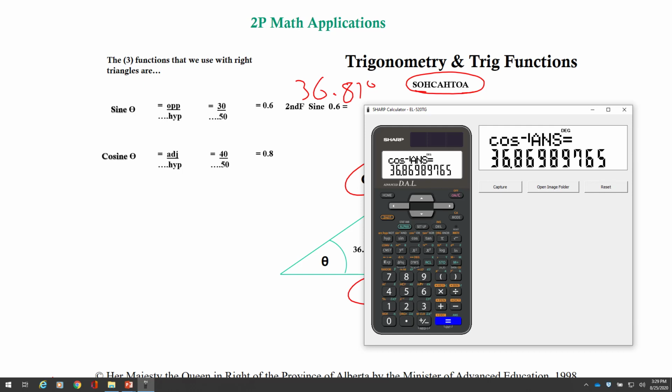If I want to toggle between the ratio value or the angle, I can. I can just clear this, cosine of 36.87 equals 0.8. Or if I want to go back, second function, cosine. So we can go back and forth between the two. Cosine of the answer equals 0.8. So that's how we can use the calculator to go back and forth.